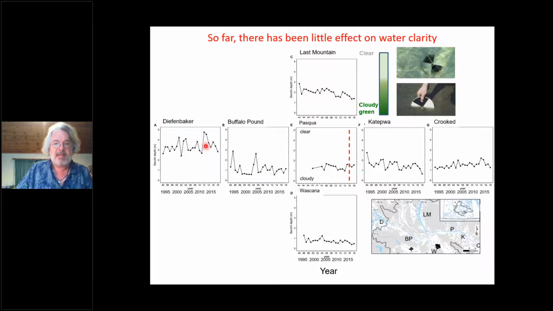And this is for all the lakes, like Diefenbaker, Buffalo Pound, Pasqua, Qu'Appelle, Crooked, and then Last Mountain and Wascana on the sides. And again, these are the lakes that we've monitored more or less for 25 plus years, slightly less in Wascana and Pasqua. So the things that you see are, well, some lakes are really clear. Diefenbaker's always got water clarity. It's around 3 meters. You can see that disc down. And that means light penetrates about 6 meters deep into the lake, which is a really good value.